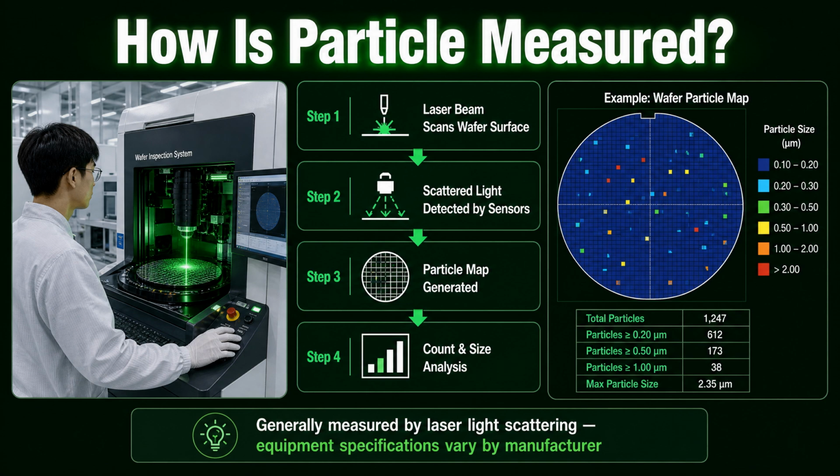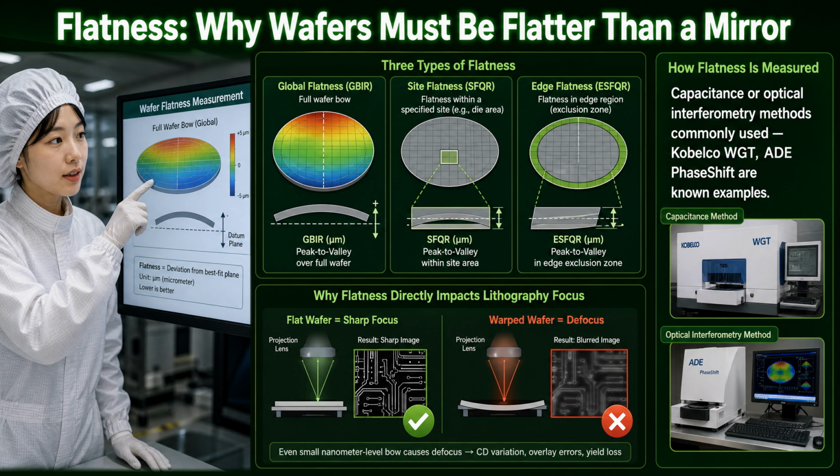Specific equipment specifications vary by manufacturer. The result is a wafer map that allows engineers to evaluate whether the wafer meets the required particle specification for each customer. Flatness refers to how flat the wafer surface is.